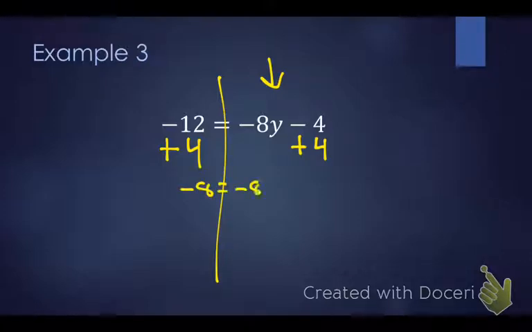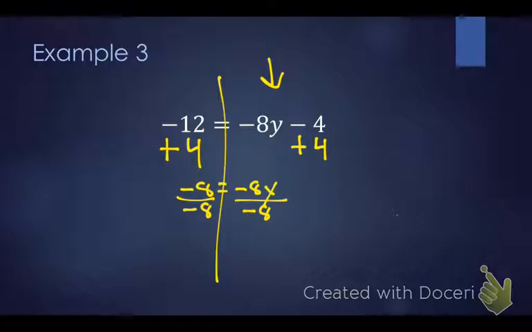So negative 8 times y equals negative 8. Now, if you look at my y, I am multiplying it by negative 8. So I'm going to divide it by negative 8. And you divide both of those by negative 8. Negative 8 divided by negative 8. A negative divided by a negative equals a positive. Okay, so a negative divided by a negative equals a positive.